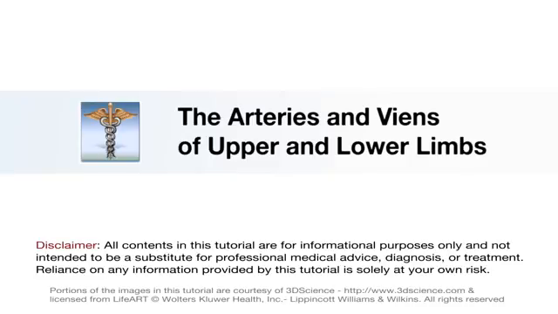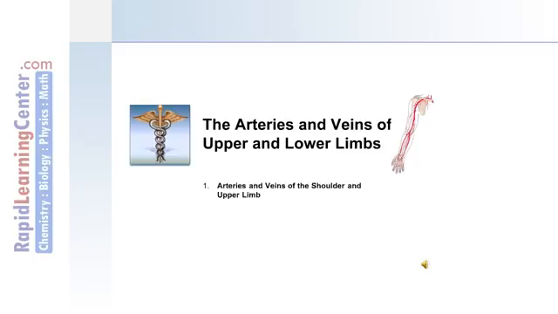Now we'll move on to discuss the arteries and veins of the upper and lower limbs, including the arteries and veins of the shoulder and upper limb, and the arteries and veins from the lower limbs.